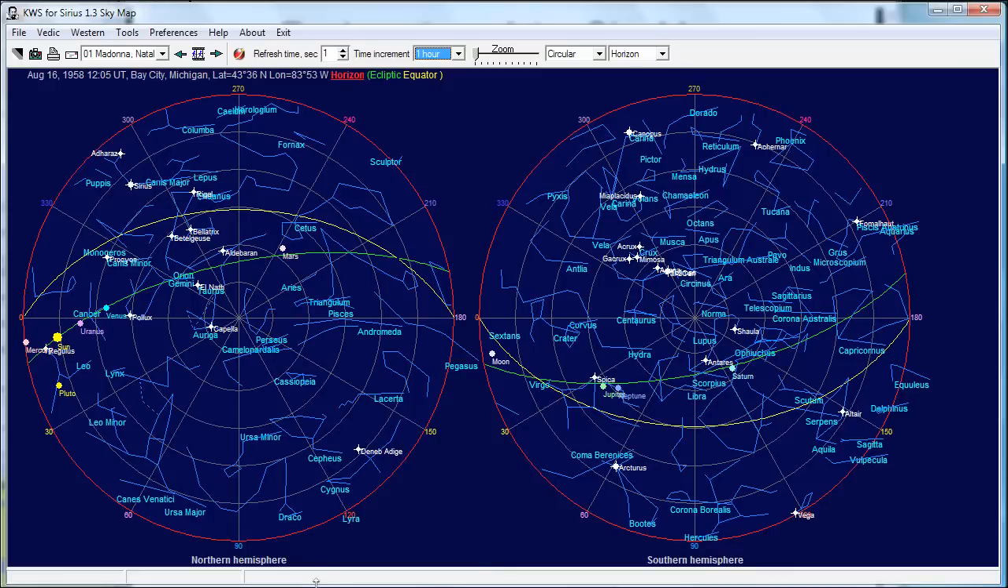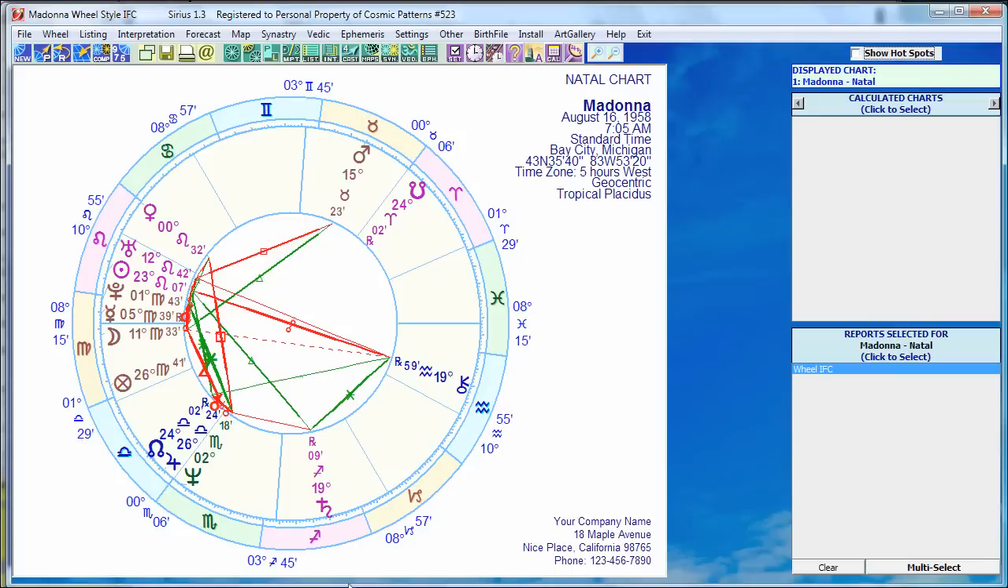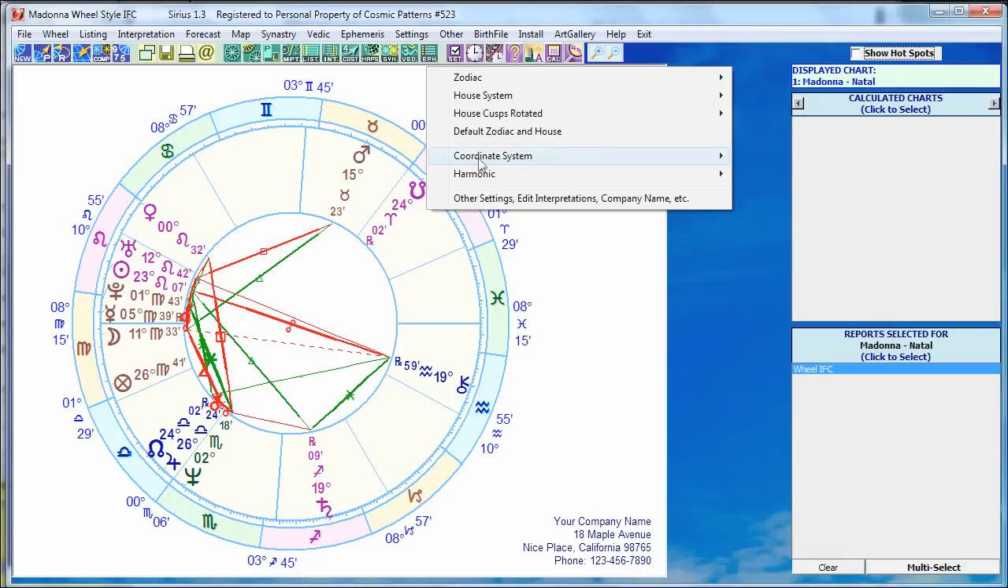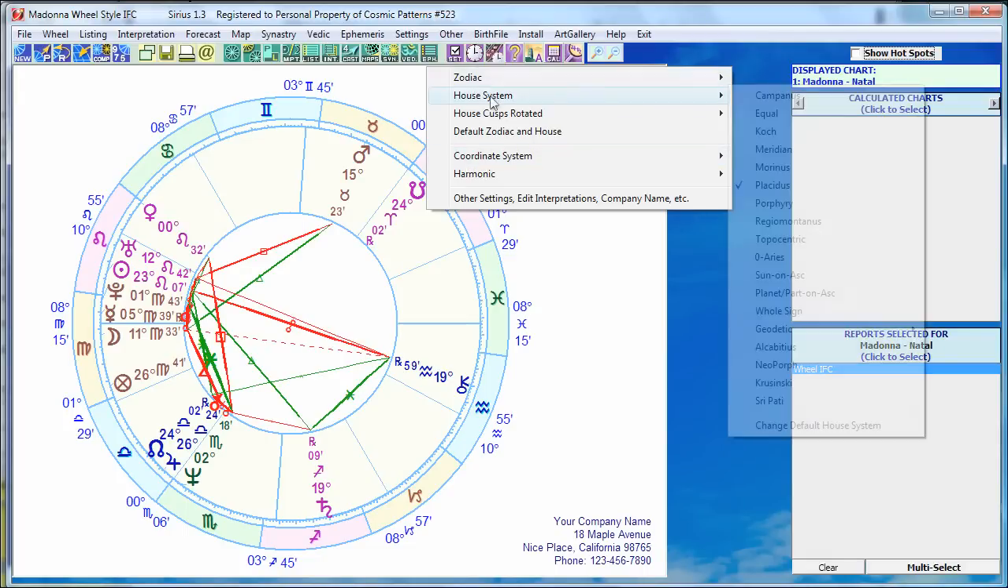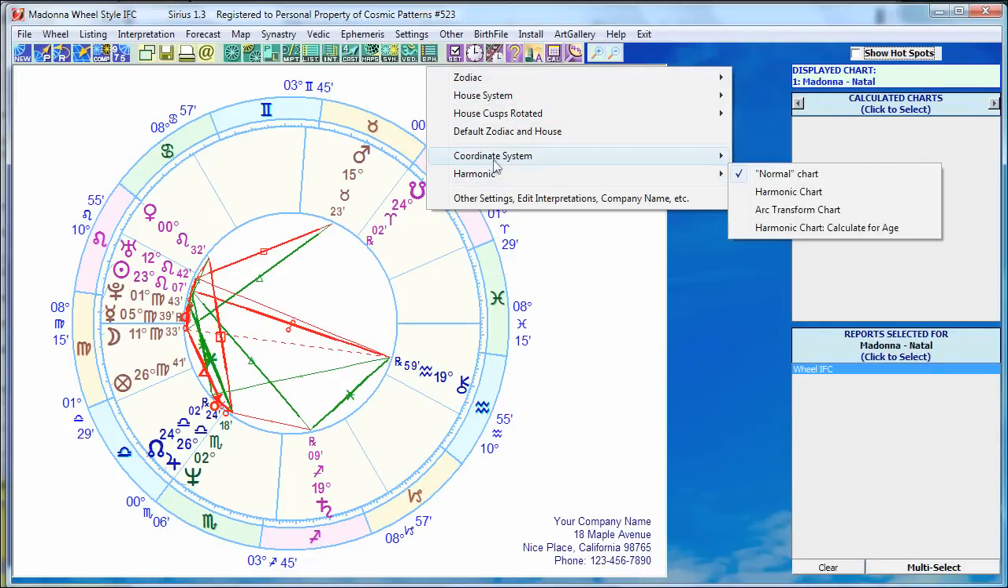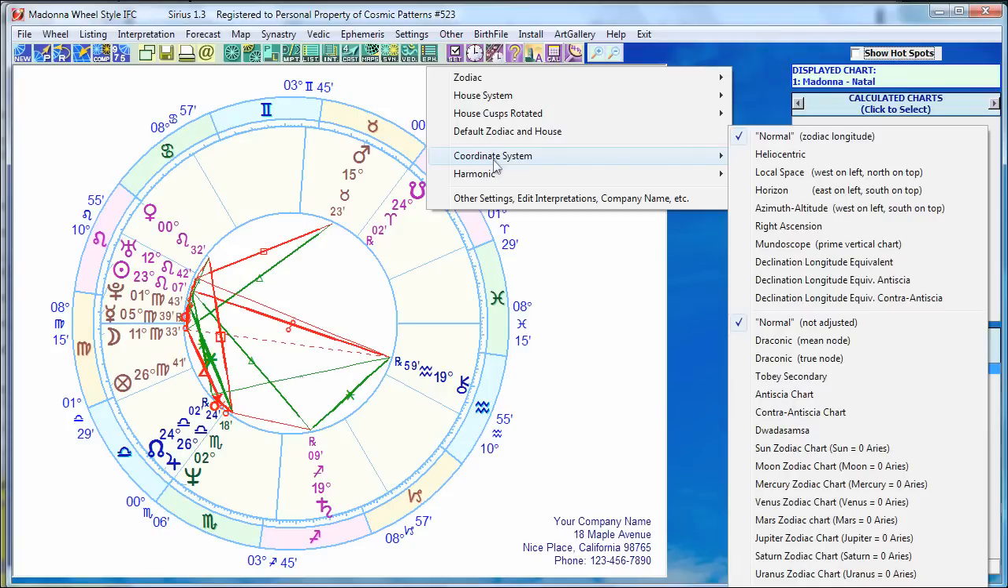So, how do we know if our guess is very good? We'll do an azimuth altitude chart. Go to settings, and you have all these settings. You want tropical or sidereal, what house system do you want? Nice thing about Sirius, it's all interactive. You select it and you see it. And here is the azimuth altitude.